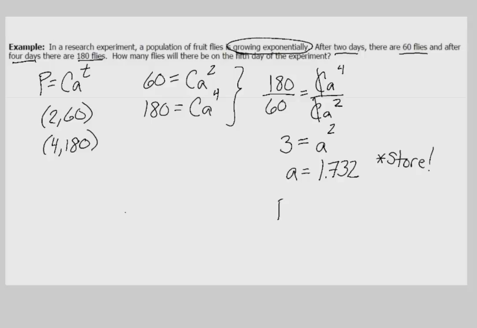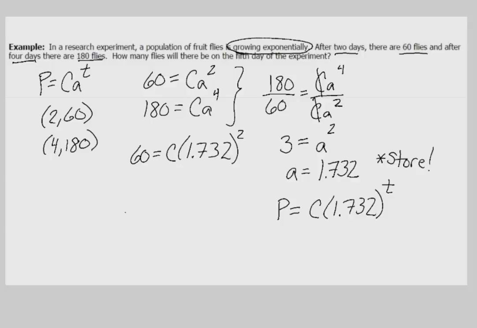So far, I have P is equal to C times 1.732 raised to the T. I still need to find my value of C. I will use one of our original equations. So I have 60 is equal to C times 1.732 squared. I will divide using my stored value, and I will get C is equal to 20. So my model is P is equal to 20 times 1.732 raised to the T.